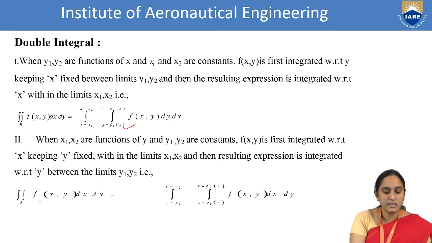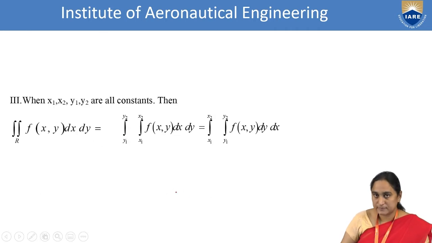Here once you see, double integral of f of xy dx dy is equal to double integral of y is equal to y1 to y is equal to y2. That means here y limits are constants, y1, y2 are constants, and x limits vary in terms of y. That is x is equal to phi1 of y and x is equal to phi2 of y. And the function is f of xy dx dy. In that case, first integrate with respect to x. After that, integrate with respect to y. This is the second case in double integral.